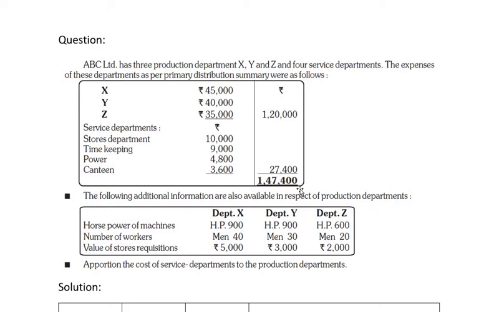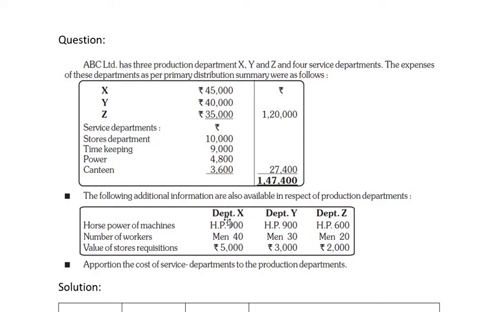Now you have to remember, whenever we are distributing, the expenses are distributed only to the production department because only the goods are being sold in the market. So we have to calculate the cost per unit of goods produced. So whenever the service department is there in a company, you have to distribute all the expenses of service department towards the production department. Additional information is also available with respect to production department.